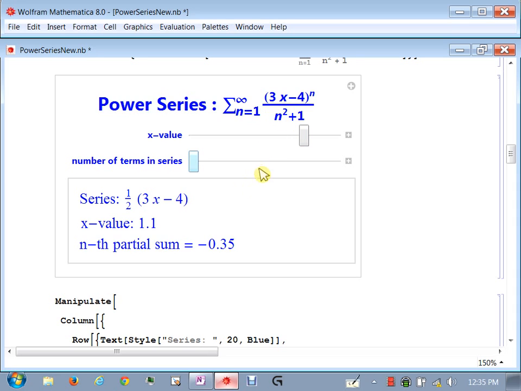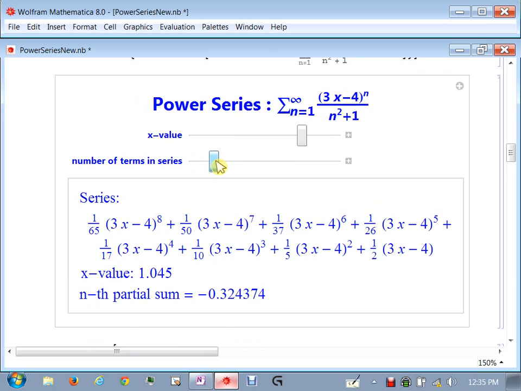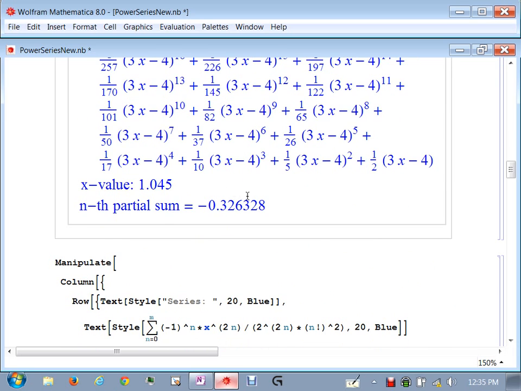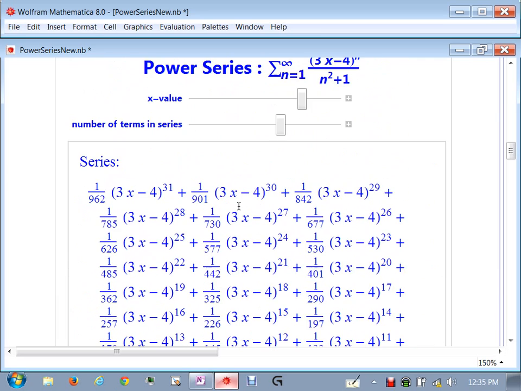So look at right now. My x value, say is here. Let's see if it looks like it converges, all right? If I come here, does it look like it's converging? Look at that sum down there. Does that look like it's holding steady? Looks like it's converging? Okay.